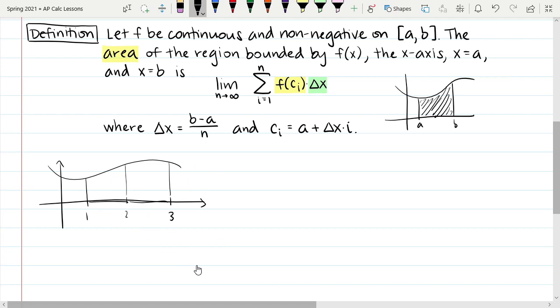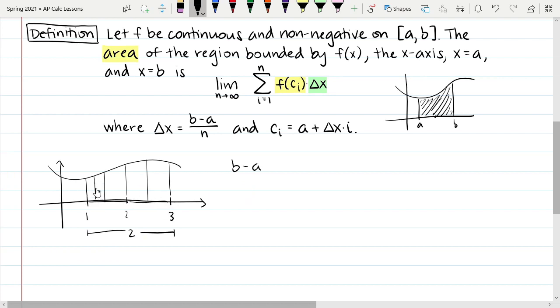Well, what if I wanted 4 rectangles? Well, now how wide are they? Well, if I'm dividing them evenly, it would now be 1/2 of a width each. So if you notice, b minus a is measuring the total distance between them. So the total distance between 1 and 3 is 2. And then we're taking that width and we're just dividing it equally among however many rectangles we want.